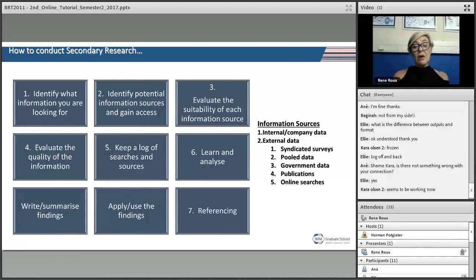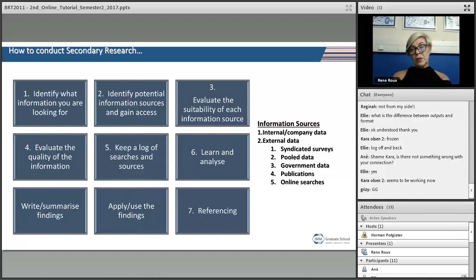Then secondly, what are the potential sources that you're going to use and how are you going to get access to them? There are various potential sources and it totally depends on the type of information that you're looking for. Internally in the company, there's always already existing information. What information is there that you can use? Maybe market share reports, maybe previous research, maybe customer profiles, maybe your company has a customer database with behavior. So there will be internal information.